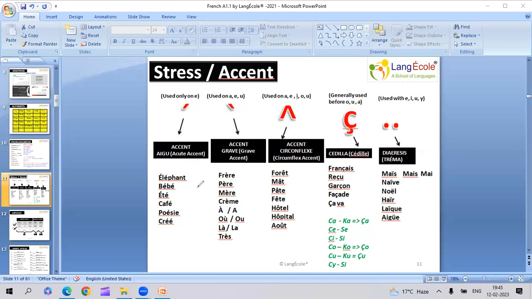We'll learn about that further. This is très. I was using it in between a phrase, très bien, right? Very good. So très is very, and bien is good. Très bien, very good.